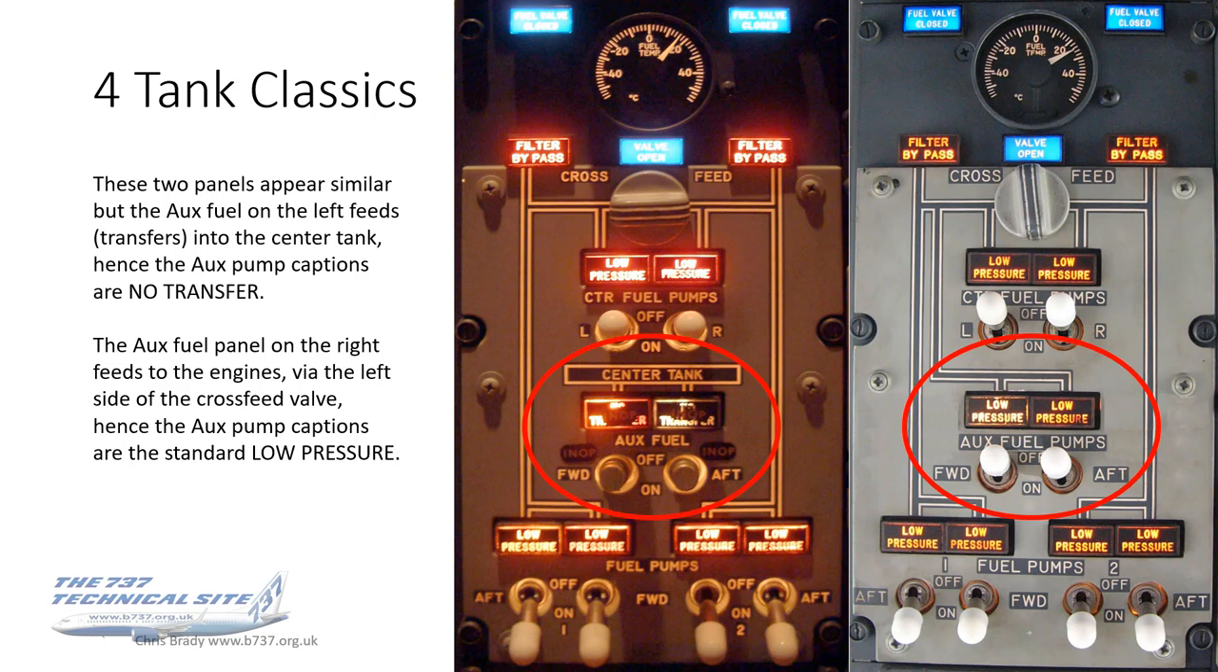The panel on the left is the standard one. The auxiliary fuel transfers into the center tank for onward usage. So the lights are called no transfer, or the captions are labelled no transfer. They're worn out in this photo, but you can see through them what they were. The panel on the right actually feeds the engines via the left side of the crossfeed valve, so there's lots of scope for imbalance there. And as these pumps are regular pumps supplying the engines, they're labelled low pressure as opposed to transfer. So be very careful, particularly on a mixed fleet of aircraft, with your fuel panel.